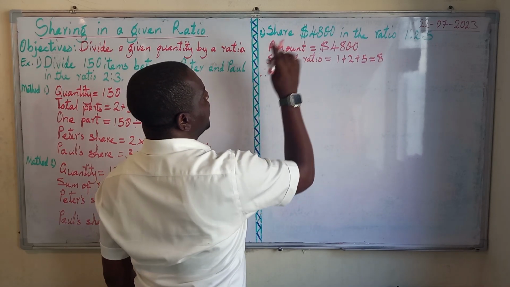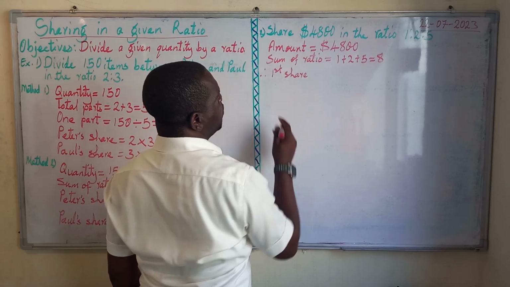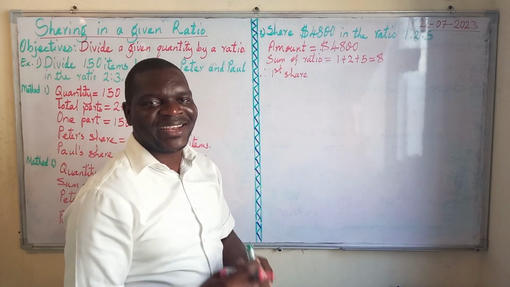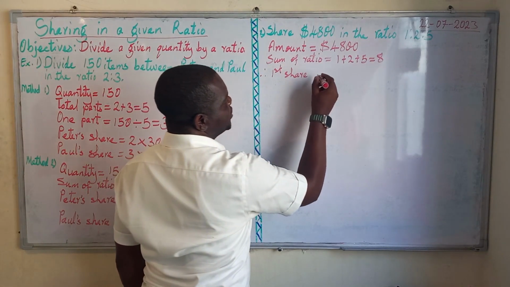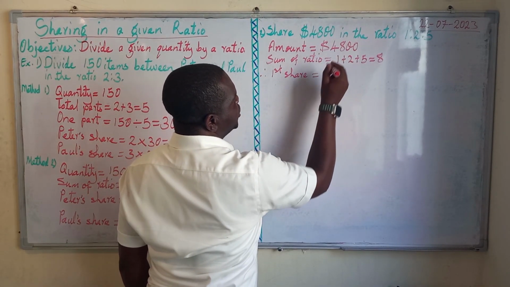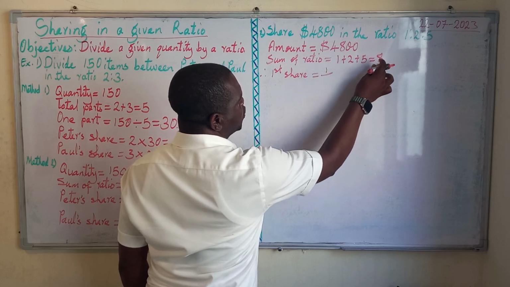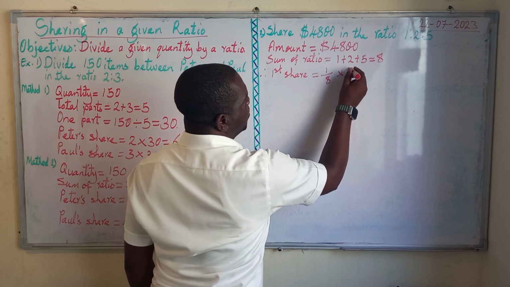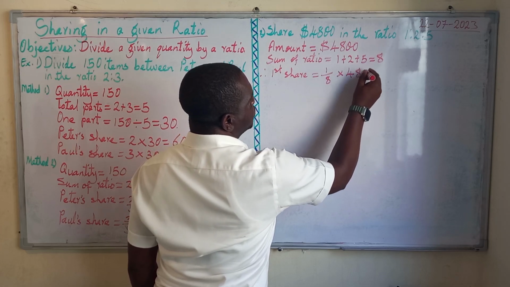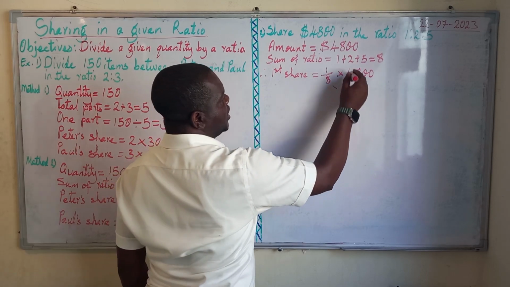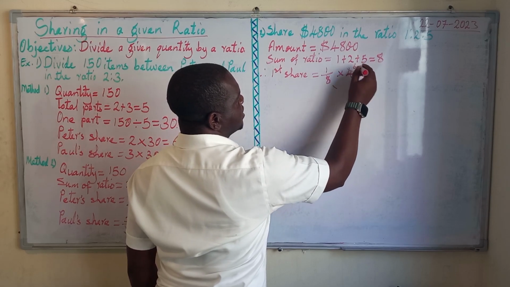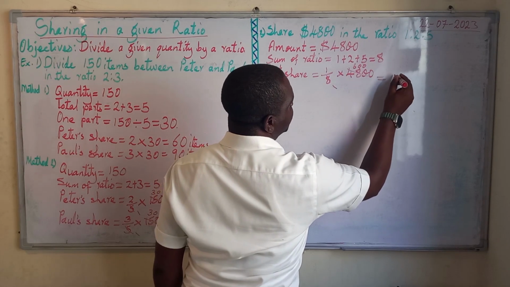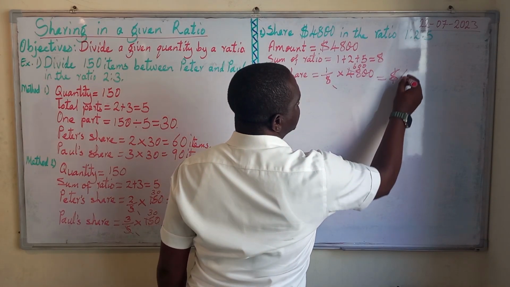Therefore, we can find the first share. We are not giving any names, so we'll just put it into first, second, and third shares. First share will be equal to, the share is 1 over total sum of ratio, which is 8, and multiply that by $4,800. 8 into 48 is 6 times, and these zeros will follow. So our answer at the first level is going to be $600.